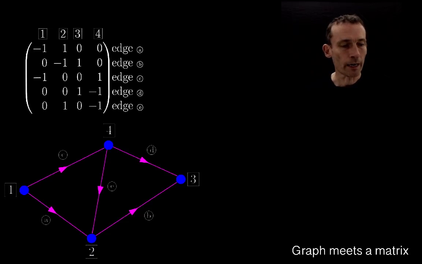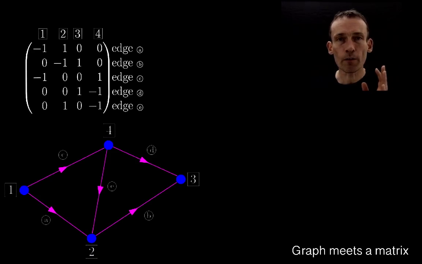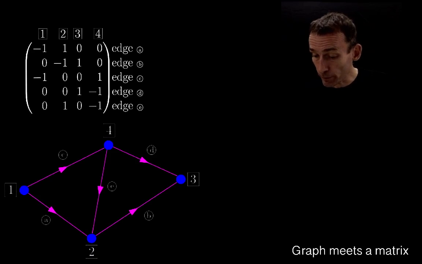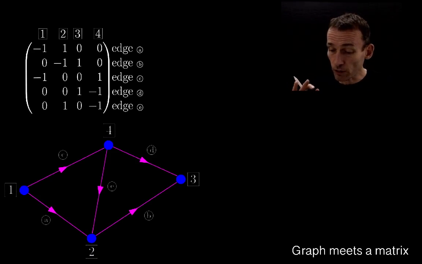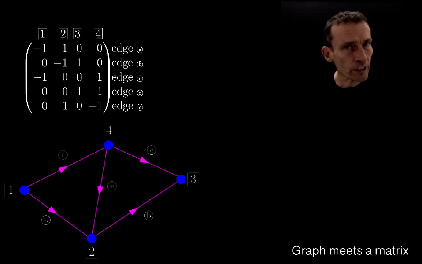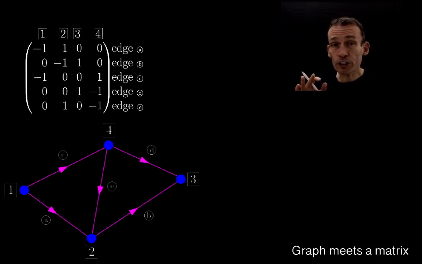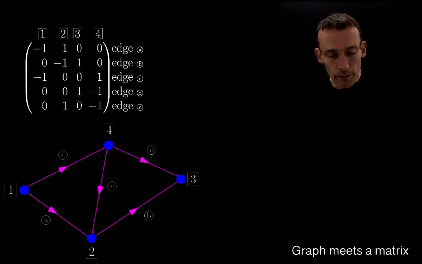Okay, I am going to call this lecture A Graph Meets a Matrix, and you can see why on this picture. I've recapitulated the fact that we've so far got this graph, nodes and edges, and we've been able to associate to it a matrix, which I called an incidence matrix.